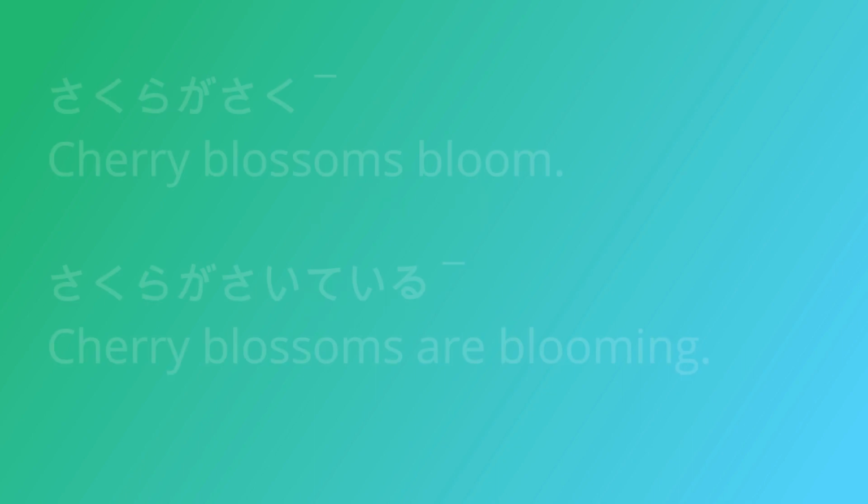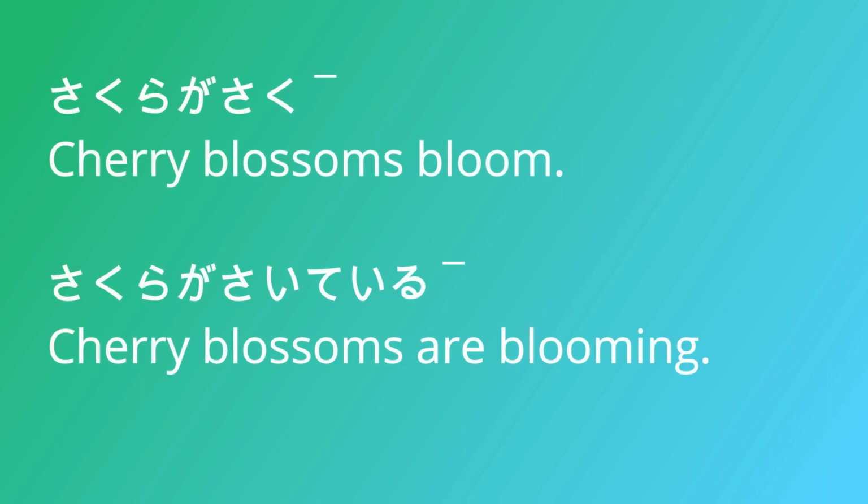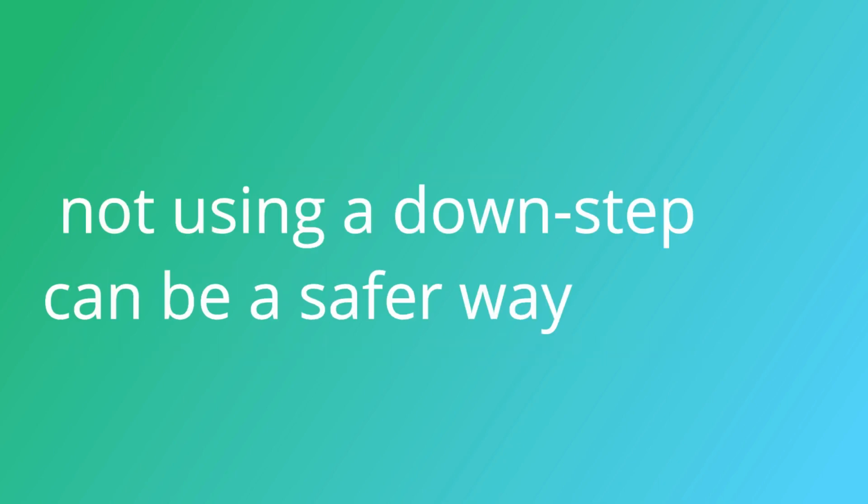Let's connect them with a particle. Sakura ga saku. Sakura ga saiteiru. Basically, you keep the high pitch from the beginning to the end of the phrase unless a word with a downstep comes up. And the Heiban accent is the most common in Japanese. So it might be possible to say that if you don't know how to pronounce a word, not using a downstep is a safer way.